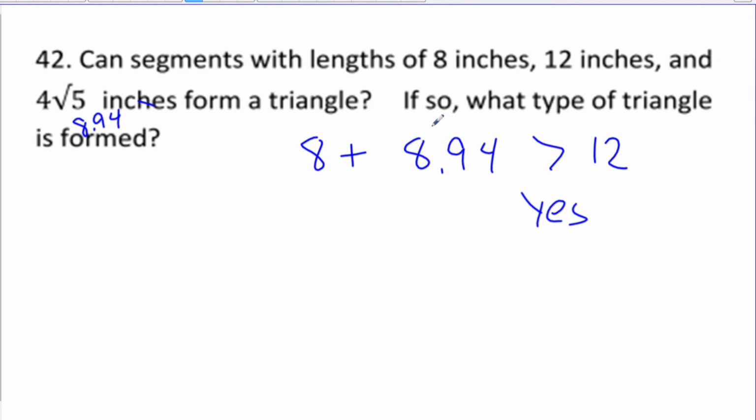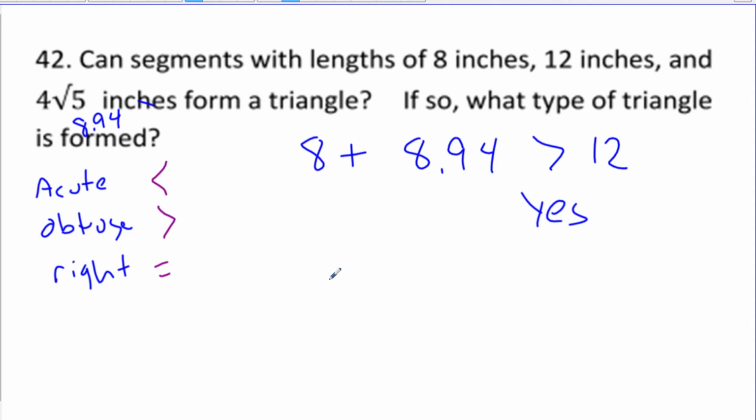Now to check what type of triangle it is, here are my options. I could get an acute triangle, an obtuse triangle, or a right triangle. Acute happens when the hypotenuse squared is less than the sum of the other two sides squared in the Pythagorean theorem. If I find out that the hypotenuse squared is greater than, that would be obtuse. If both sides are equal, that a squared plus b squared equals c squared, then it's a right triangle.